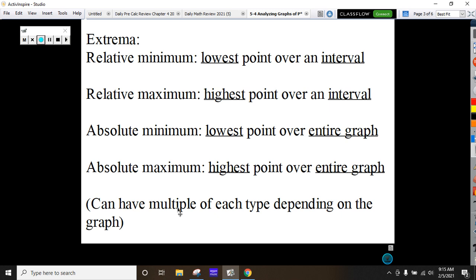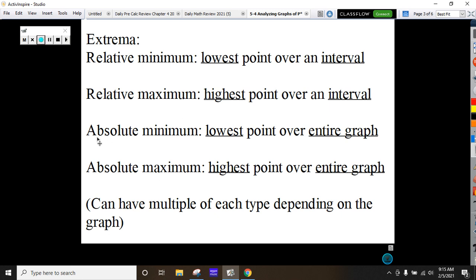And then this last thing is we can actually have multiple types of each extrema of the graph. So again, you can have two relative minimums, two relative maximums. You can actually have two things that are absolute. So if they're on the same level, they're both considered absolute minimums. So again, it is possible to have multiple of each type.